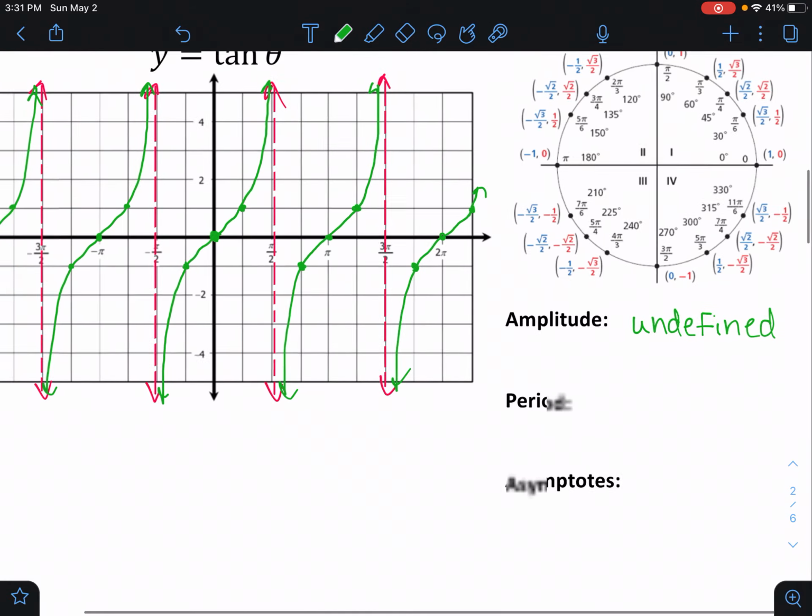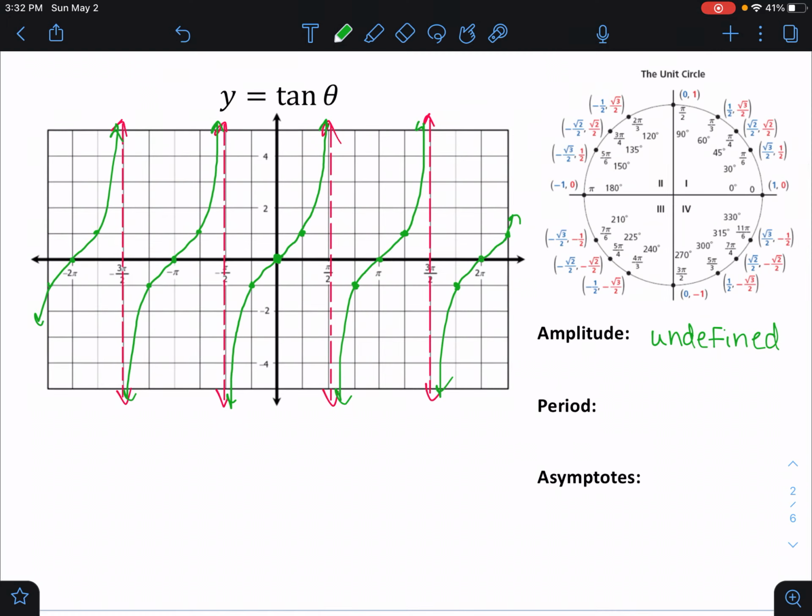The period, how long does this take to repeat? Well, notice this distance right here. How long is that? Because now it repeats after that. Well, you can see it's a half pi here and a negative half pi there, so that's a total of 1 pi. The period then is pi, right?